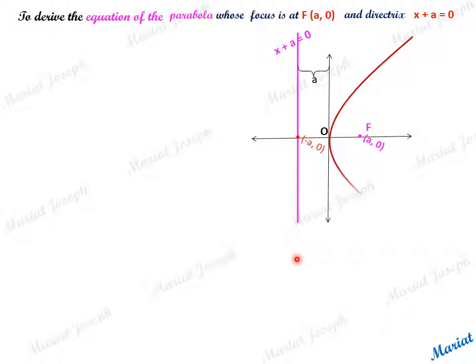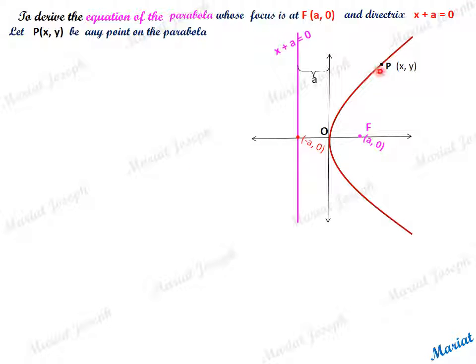This is the shape of the parabola, having the focus at (a, 0) and having the directrix x + a = 0. Now we need to find the equation of this parabola. For that, let us take a point (x, y) on the parabola, a representative point, an arbitrary point. Now let's see what is the condition to be satisfied by x and y to lie on this parabola.